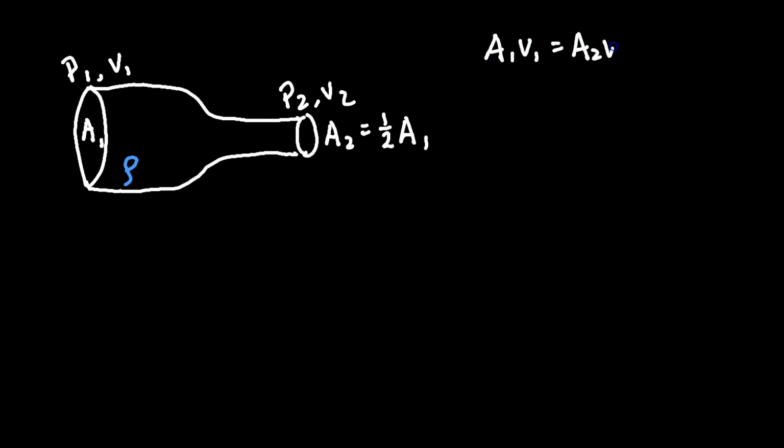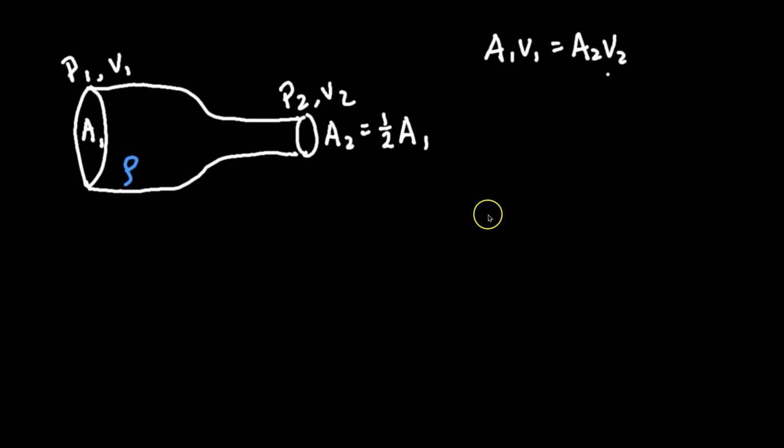Now let's take a look at some water that flows through a horizontal pipe that narrows. At the wide section, we have an area of A1. At the narrow section, we have an area of A2, and A2 is half of A1. At location 1, the pressure is P1 and the speed of the water is V1. At location 2, the pressure is P2 and the speed of the fluid is V2. Using the given variables, what is V2?